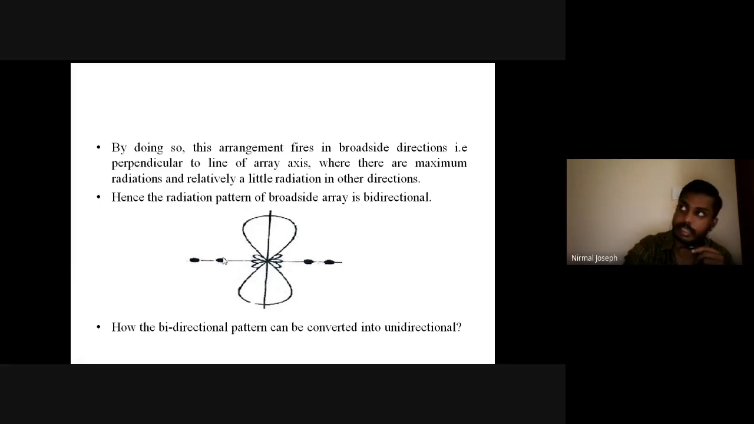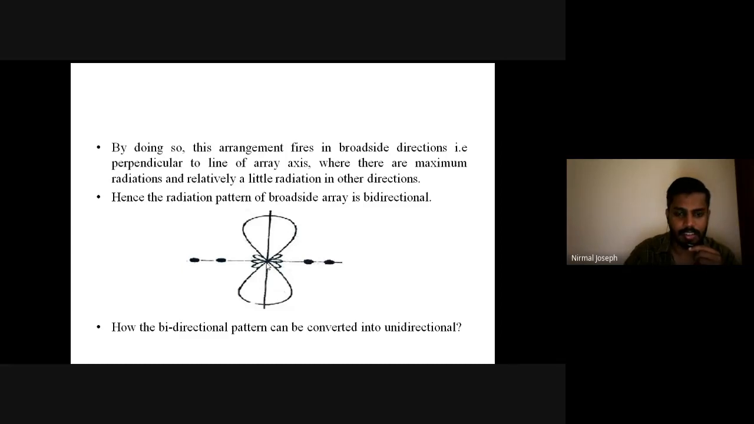So the radiation pattern, how will it come? It will be perpendicular to the array axis. So this is the array axis, and the radiation pattern will be like this. The direction of maximum radiation is perpendicular to the array axis, and it is bidirectional. From the radiation pattern you can see that the major lobe is exactly perpendicular to the array axis, and it is radiating towards both sides. Hence the radiation pattern of a broadside array is bidirectional.